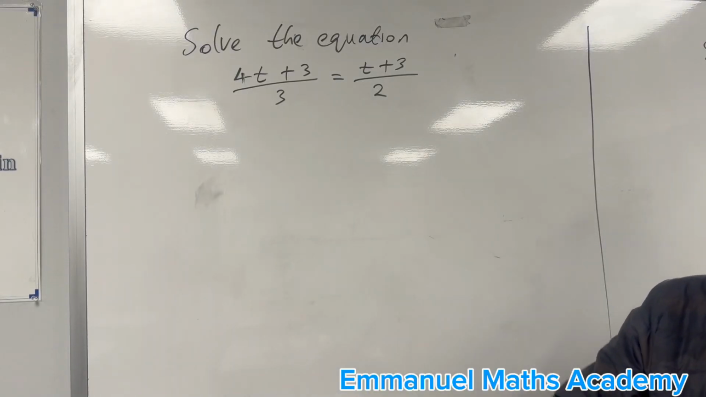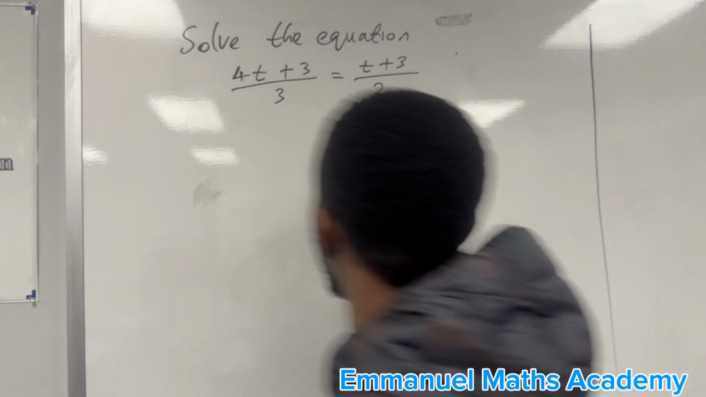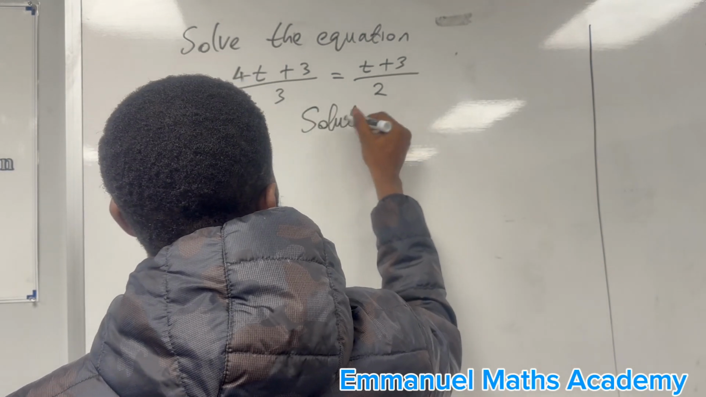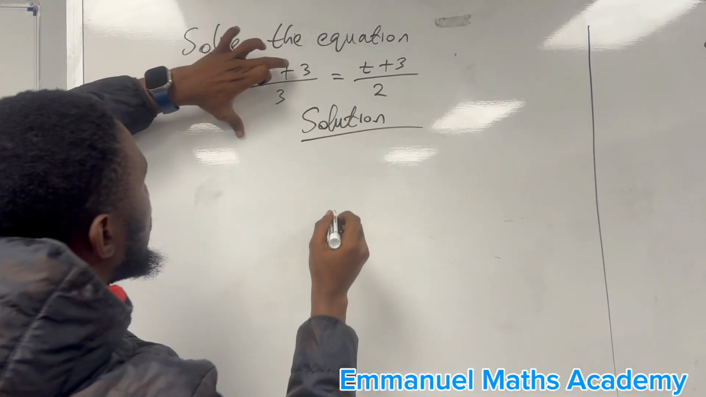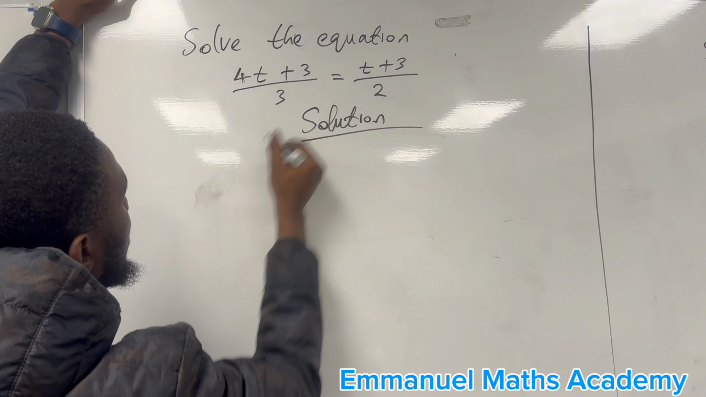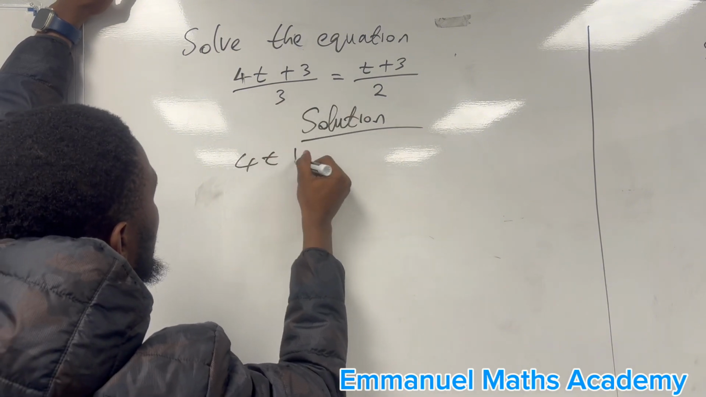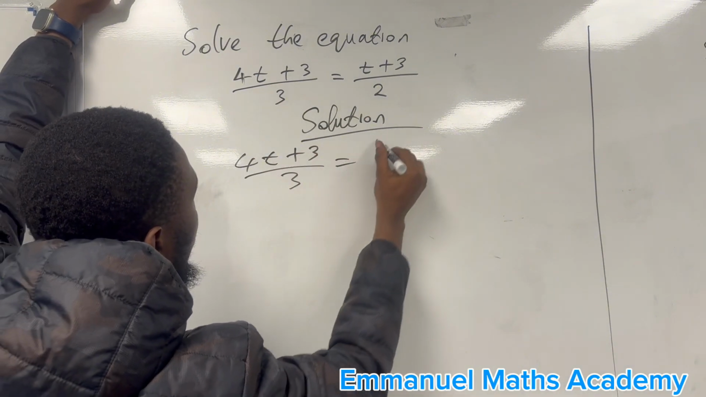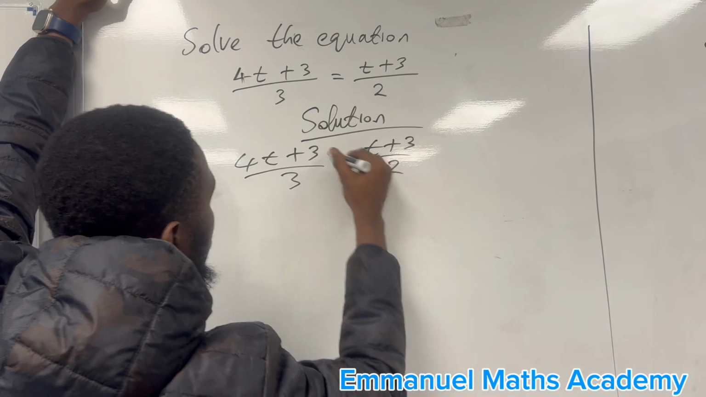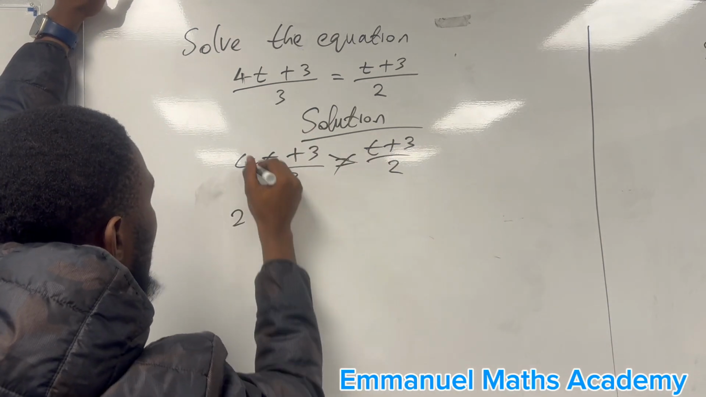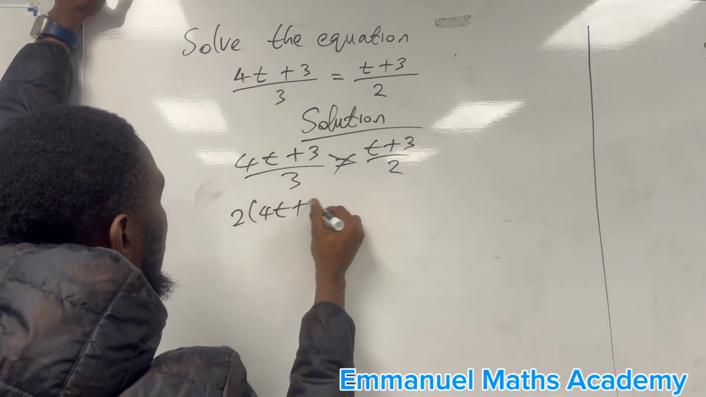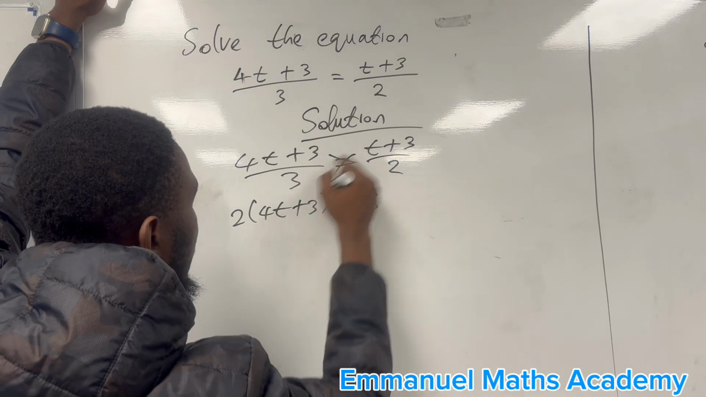Hello, so we want to solve this equation and find the value of t. So from here, first of all, solution. We cross multiply. If you cross multiply, first of all, let me write this out. If you cross multiply, you have 2 times this equal to 3 times this.